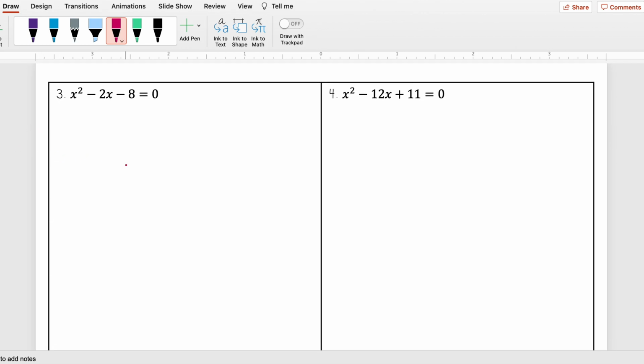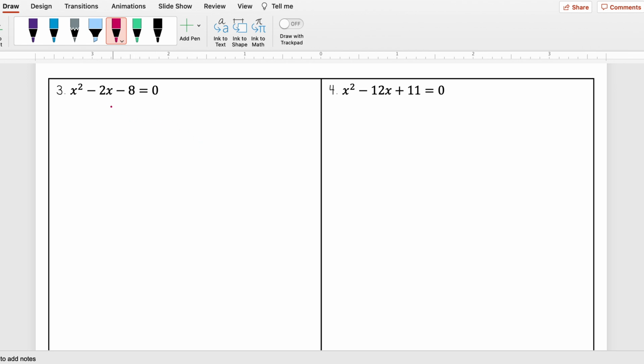Okay, let's look at two more. So looking at number 3, my first step is to move c to the other side. So I'm going to add 8 to both sides. So I have x squared minus 2x plus, and I'm going to leave a space because I know I'm going to be putting my square term there, equals 8. Locate my b, so my b here is -2, so I want to take half of that. So I have -2 divided by 2, and I get -1. So that means I'm adding -1 squared to both sides.